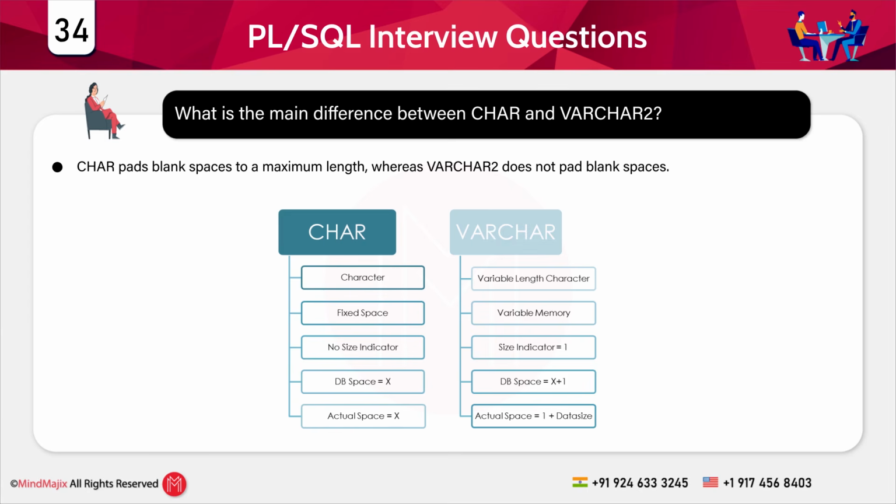The next question is, what is the main difference between char and varchar2? You must know, as we have discussed, that char and varchar2 are data types. Char pads blank spaces to a maximum length, whereas varchar2 does not pad blank spaces. This was a very important difference between char and varchar2. There's also a difference in terms of size. For char, the maximum size is 2000, and in case of varchar2, the maximum size is 4000. So as you can see, varchar2 is relatively bigger than char.